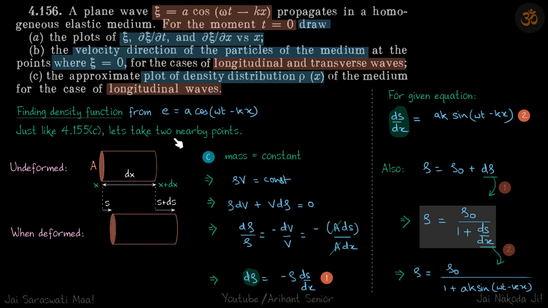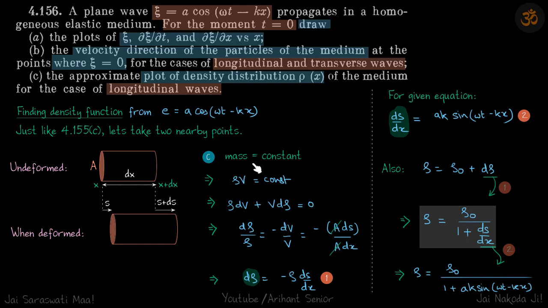1.55c, let's take two nearby points. These are the two points that are located at a distance x and x plus dx. So obviously the distance between them will be dx, and let's say the area is A. It's a plane wave, so we are just taking a cylindrical section of that. So this is the undeformed state. When deformed, let's say this particle displaces by s and this particle displaces by s plus ds.